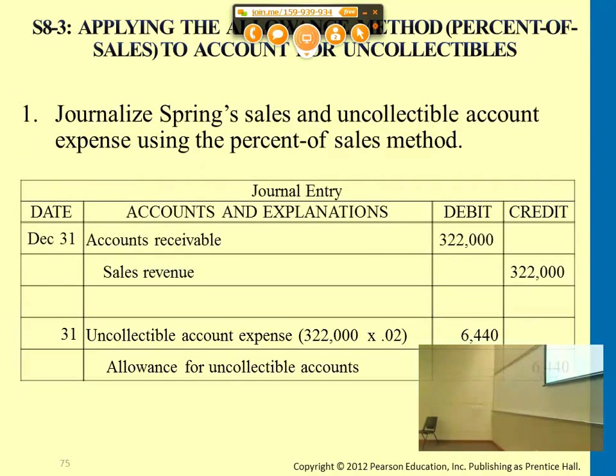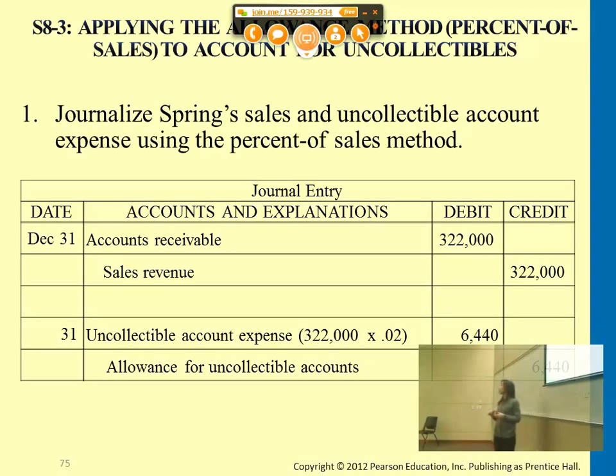Okay, now the second entry, after sales. We want to estimate uncollectibles based on 2% of the total sales transactions, which is $322,000. We use $322,000 credit sales times 2% expected uncollectibles. This will give you $6,440. We capture this estimation with two accounts: uncollectible accounts expense, reported as $6,440, and allowance for uncollectible accounts credited $6,440.